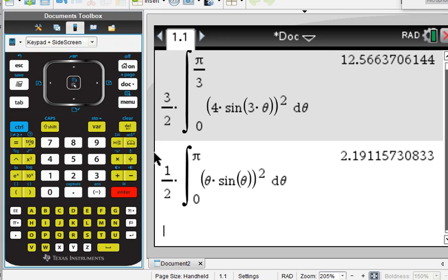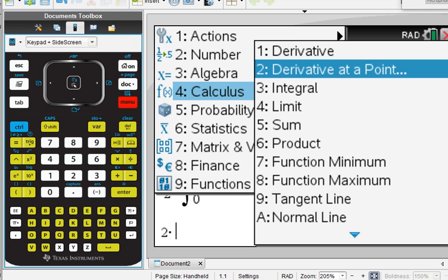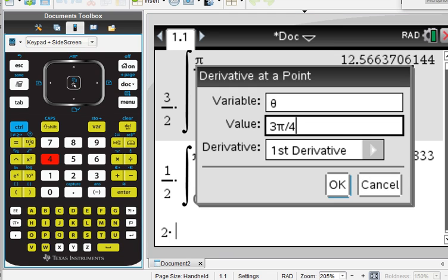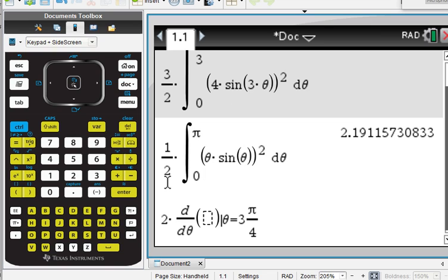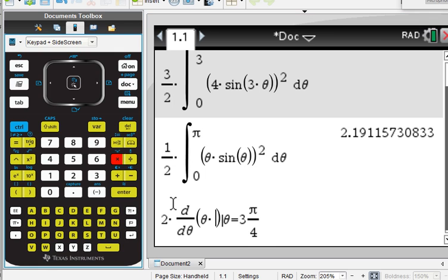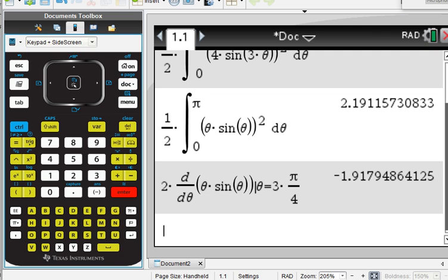Again, you would just go 2 times, and then menu, calculus, derivative at a point. The variable in this case is theta. Again, you could put x here and just put an x everywhere there's a theta, that would be fine. We want to substitute in 3 pi over 4 as the value. We want the first derivative. And then you just have to type in your function, which is theta sine theta. Again, make sure you put times, so it knows you're really trying to multiply those. And enter, and we get the same value there.